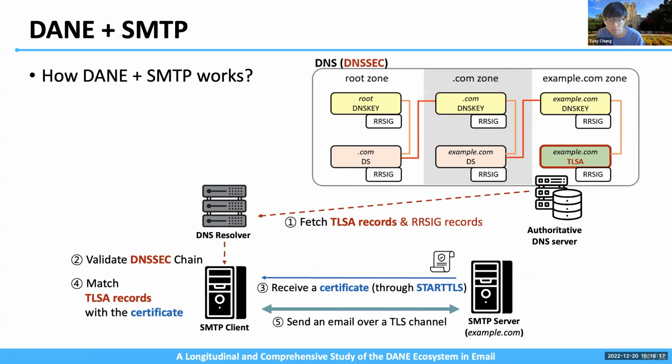So the client can fetch a TLSA record, and it is basically the same as the figure that I showed you earlier, and verify the certificate, and jump on and retrieve a certificate from STARTTLS. And finally, it checks if the certificate matches the TLSA records. And if it is done, then the client can send the email over a TLS channel, which is awesome, right?